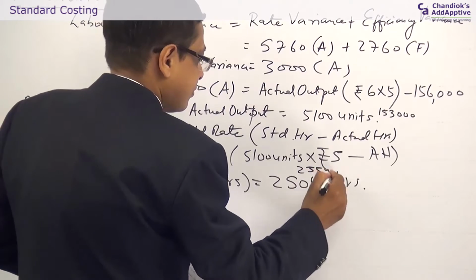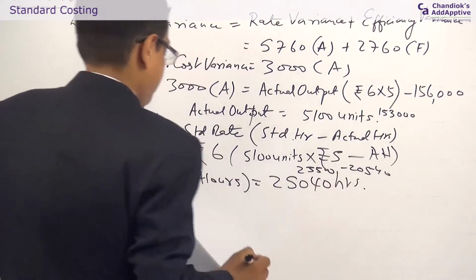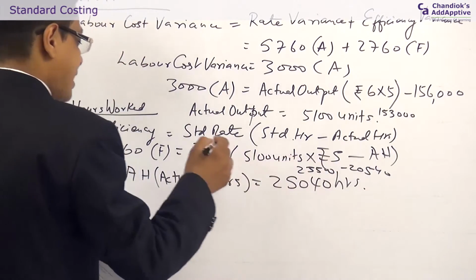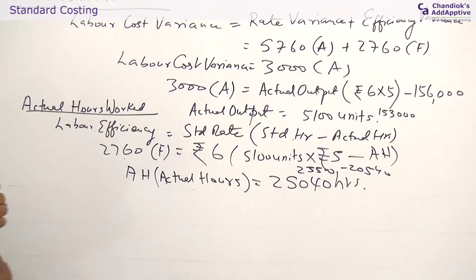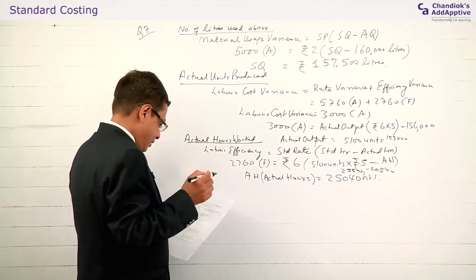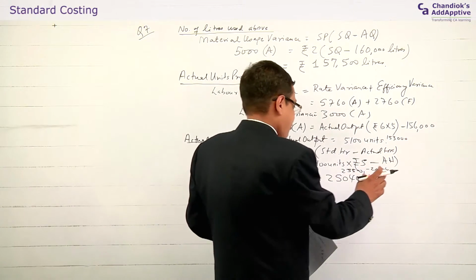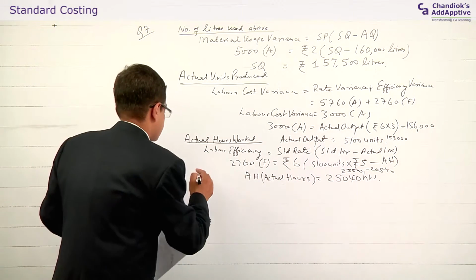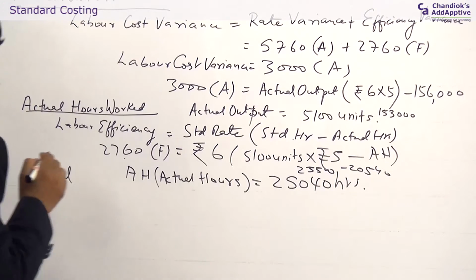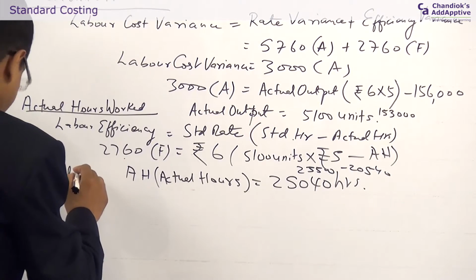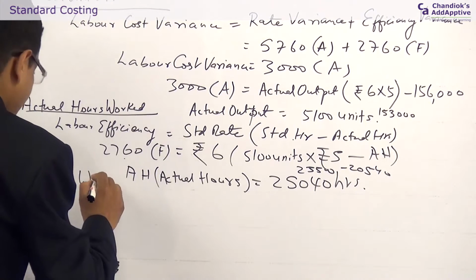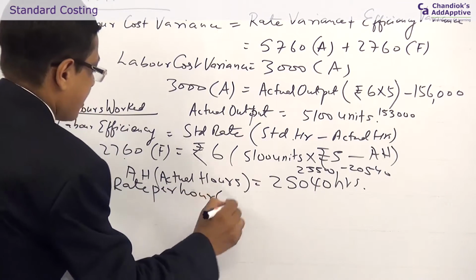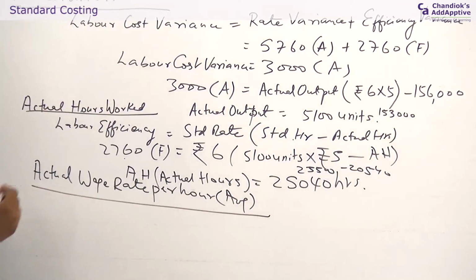So, if you put this value here, what do you get? 25,500 here minus 25,040. You get a figure which, multiplied with 6, gives you 2760. So, this is the way to check. My friend, always check, because checking will ensure you full marks. Now, the next point the examiner has asked for is the actual wage rate per hour on average basis.